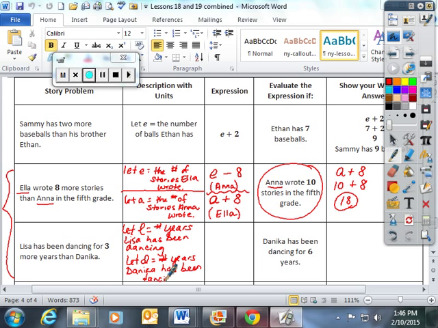Sorry about that. I want the students to be thinking about two different expressions. If we know how many years Lisa's been dancing, we can take her amount of years and subtract 3. Since she's been dancing for 3 more years than Danica, L minus 3 is going to give us the amount of time Danica's been dancing. We could also switch this around. We could take Danica's years of dancing experience and increase it by 3, and that would give us the number of years Lisa's been dancing.